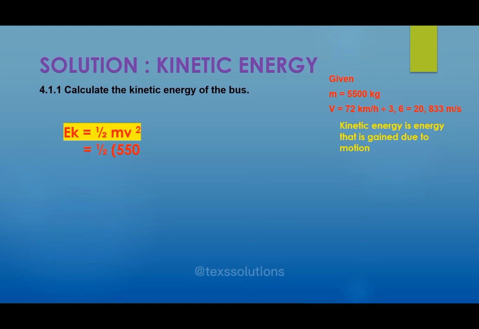So when I substitute into my formula, we can now see that we have half. The mass here is 5,500. Remember, mass needs to be in kilograms. And this is where you need to be careful. The velocity that we need to substitute here needs to be in meters per second and not in kilometers per hour. According to our conversion, the velocity in meters per second is 20.833. When I put this into my calculator, I will now find that the kinetic energy of the bus when the velocity is 20.833 meters per second is going to be 1,193,538.195 joules.